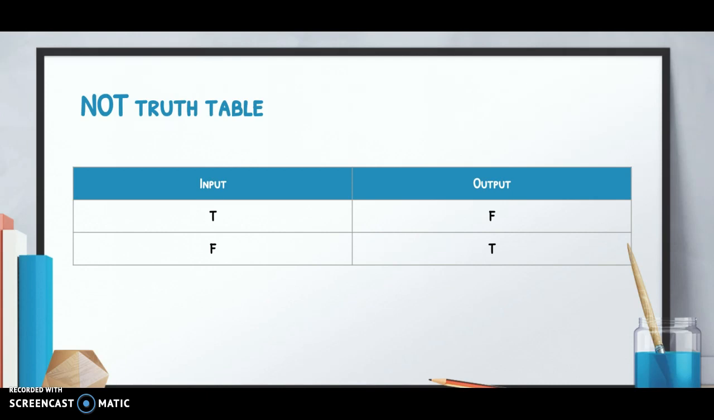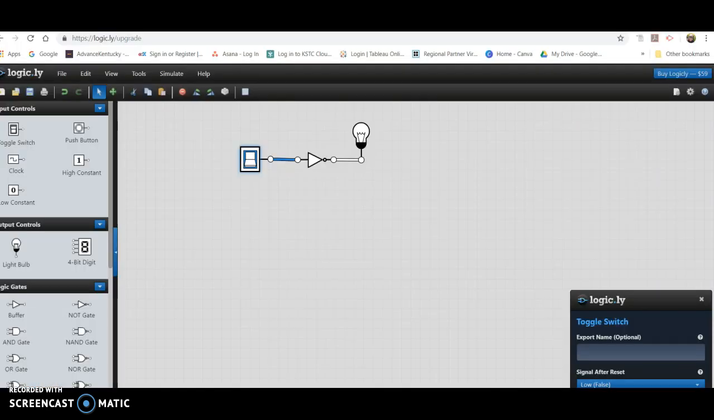The input is the switch. The output is the light bulb. And when the switch or light bulb is on, that's represented by true, and the off state is represented by false. So when the switch was on, it resulted in the light bulb being off. And when the switch was off, it resulted in the light bulb being on. True led to false, false led to true. That's the NOT operator. The next circuit that we're going to look at is the AND gate.